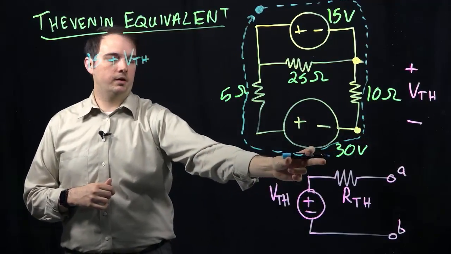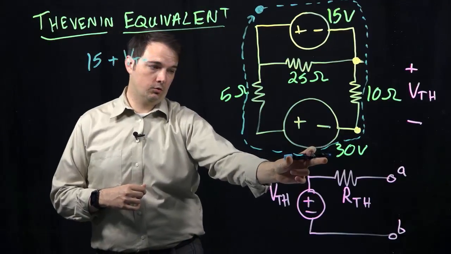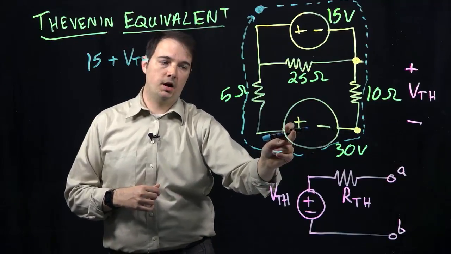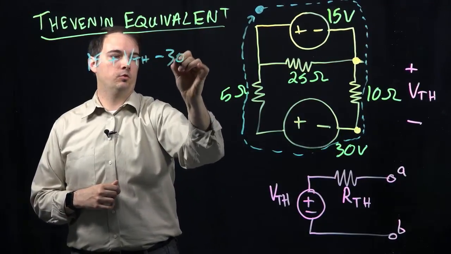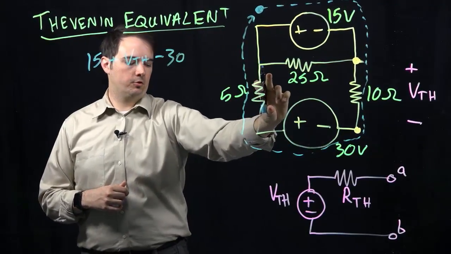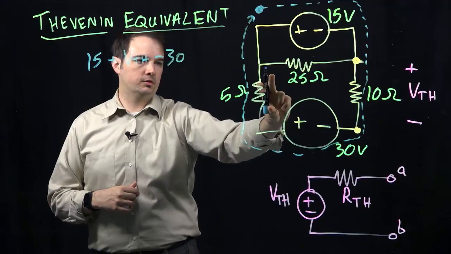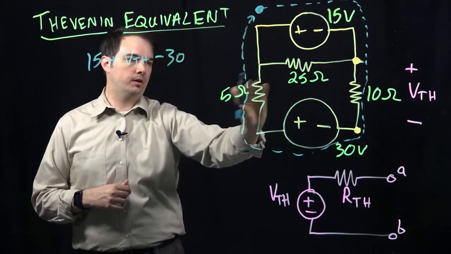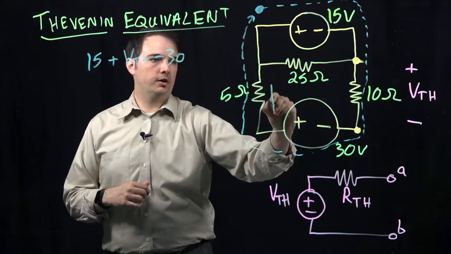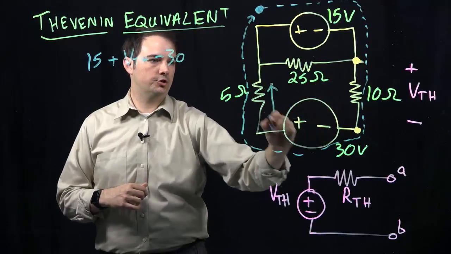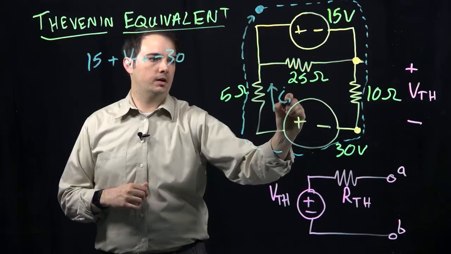Coming around here, I come across this 30 volt source, and specifically now this is a voltage rise, so this is going to be a negative quantity, so I'm going to say minus 30 volts. Coming across the voltage of this 5 ohm resistor, I haven't defined what that voltage is specifically, but let's go ahead and define a given current that's flowing through this branch here, which I will indicate as I1.